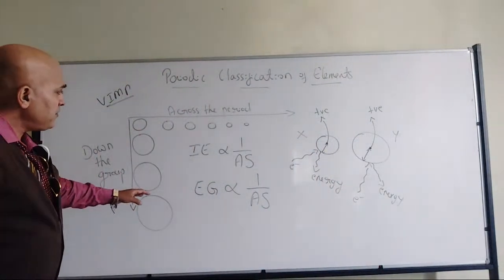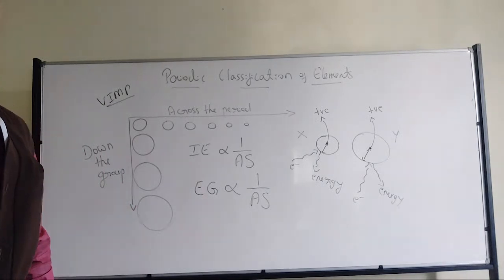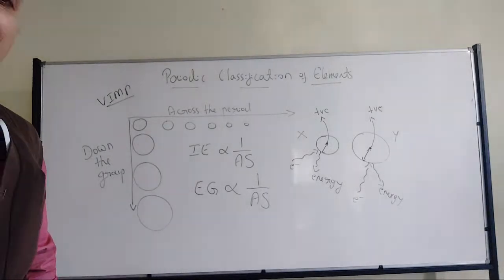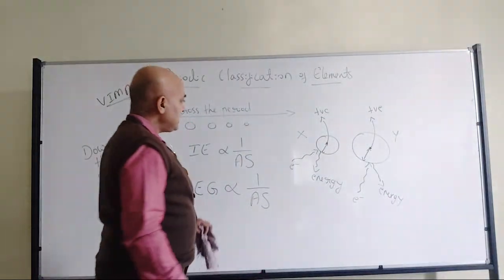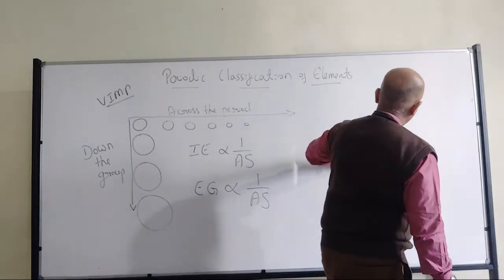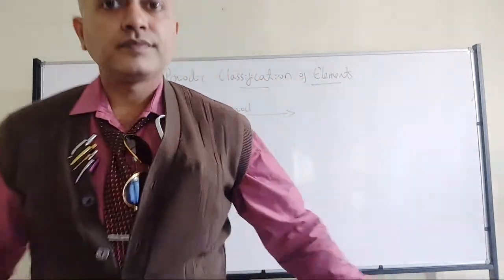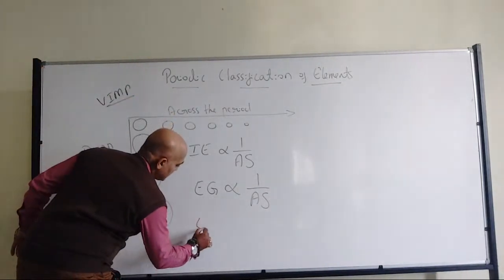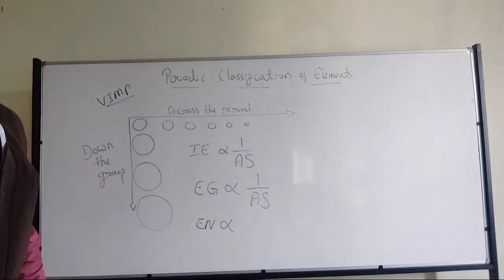So, when I am talking about electronegativity, what will happen? What is the relation between atomic size and electronegativity? Any one of you? You can just mention inversely or directly. You can talk about electronegativity now. I will mention that one as EN. What is the relation between electronegativity and atomic size?